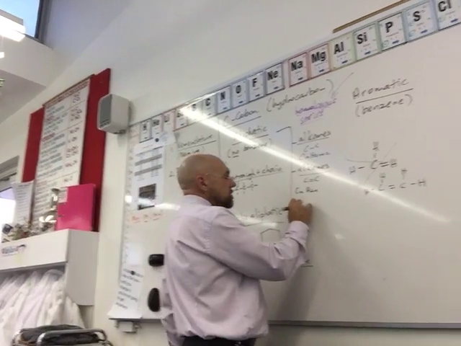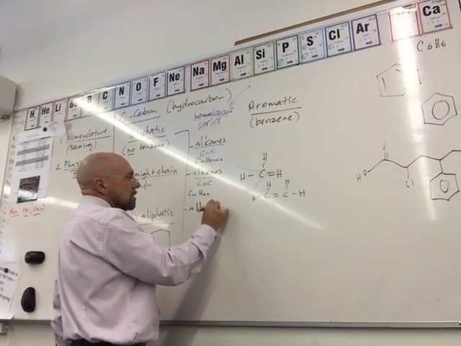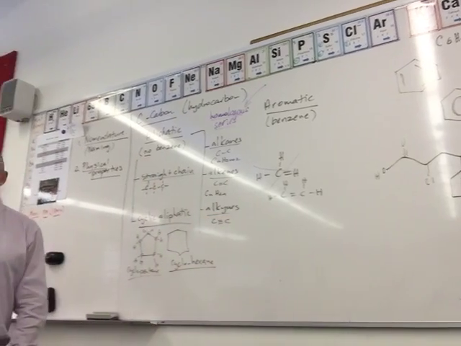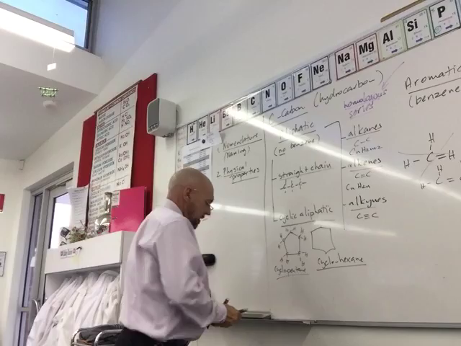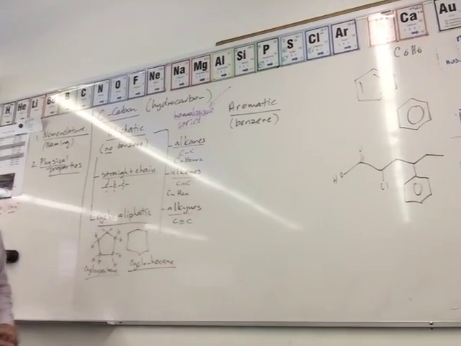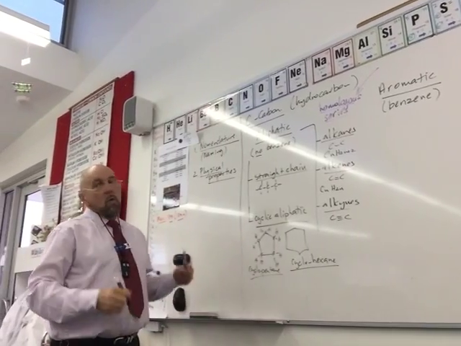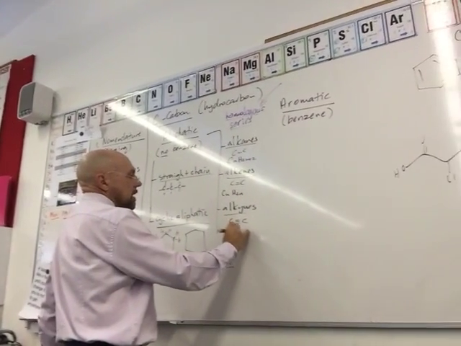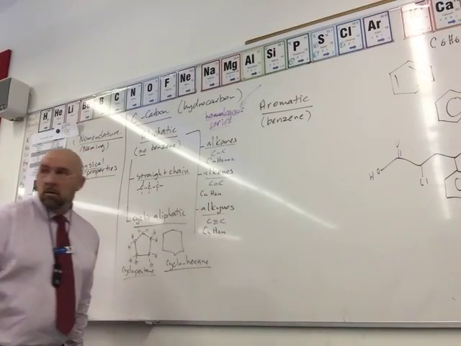Then we go to the alkynes, and in the alkynes, one triple bond somewhere in the structure. And Jack, what are they called? Oh, sorry, of course they're called alkynes. What's the formula for them? CnH2n.